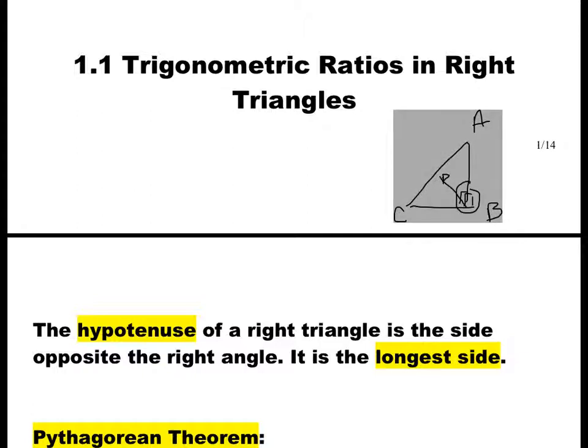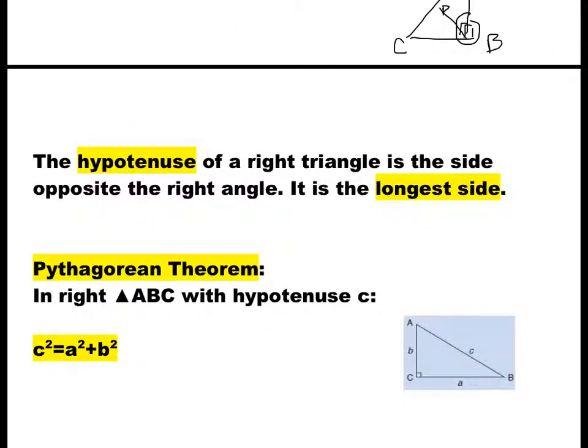Now, in any right triangle ABC, if you recall, the Pythagorean theorem says that the sum of the squares of two sides is equal to the square of the hypotenuse. Okay? The other two sides, we call them legs. So this one and this one are called the legs. So the sum of the squares of these two legs, which is b squared and a squared, is equal to the square of the hypotenuse, which is c squared, which is this side.